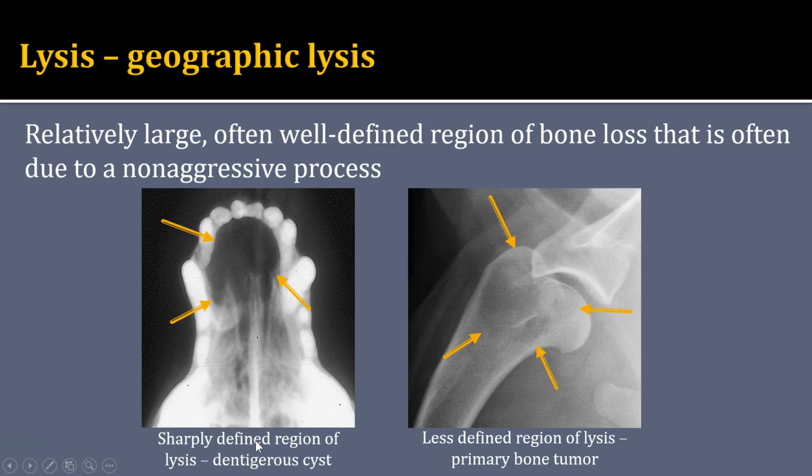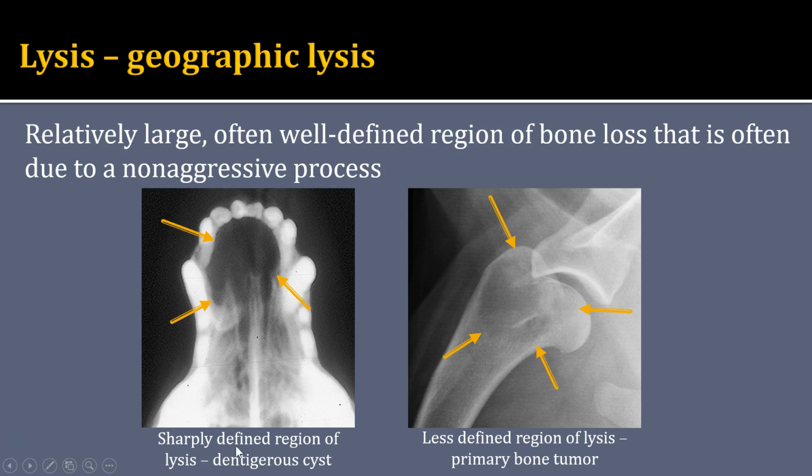So the first pattern of lysis we're going to talk about is geographic lysis. Geographic lysis is a relatively large, often well-defined regional area of bone loss. Oftentimes this can be due to a non-aggressive process, but we will look at some other things that we can use to determine a non-aggressive process from aggressive.